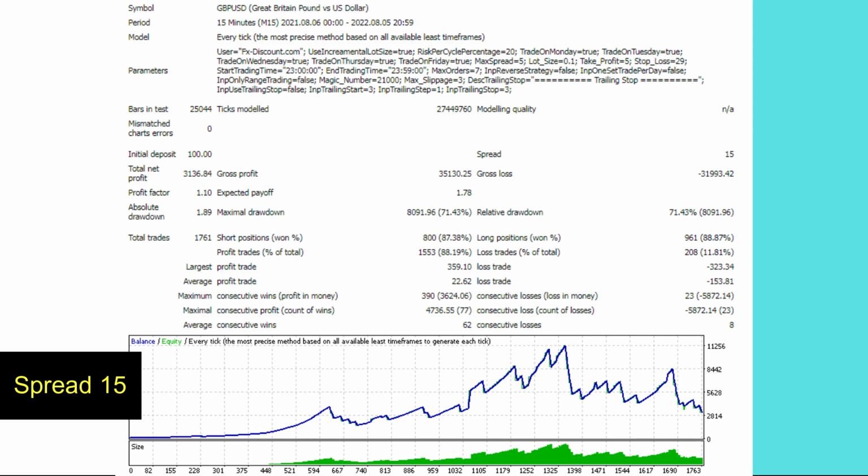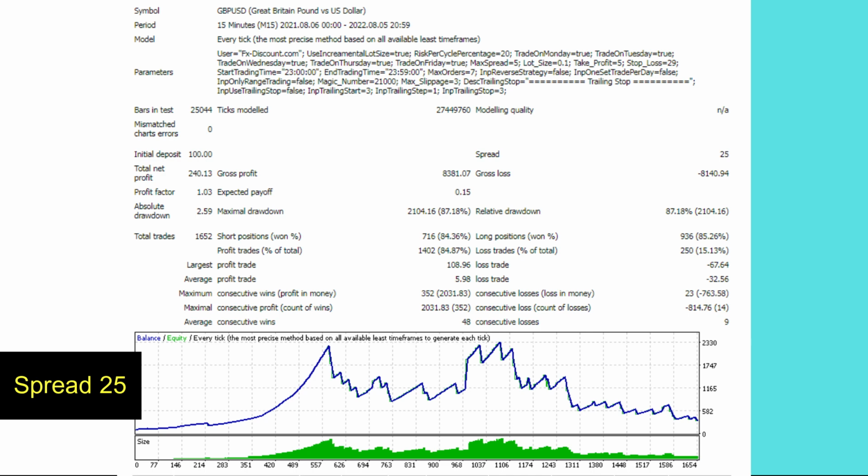The highest profit in the first backtest with a spread of 10. Meaning that if you want to try, you can use an account with a low spread specification.